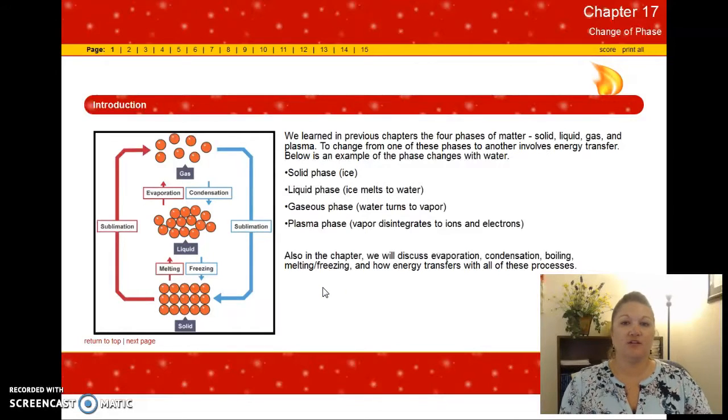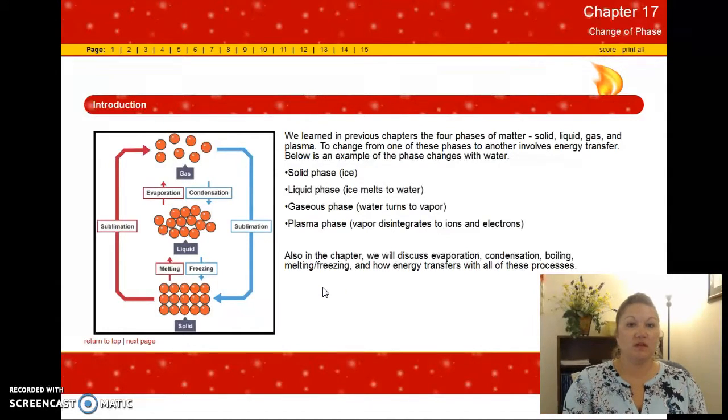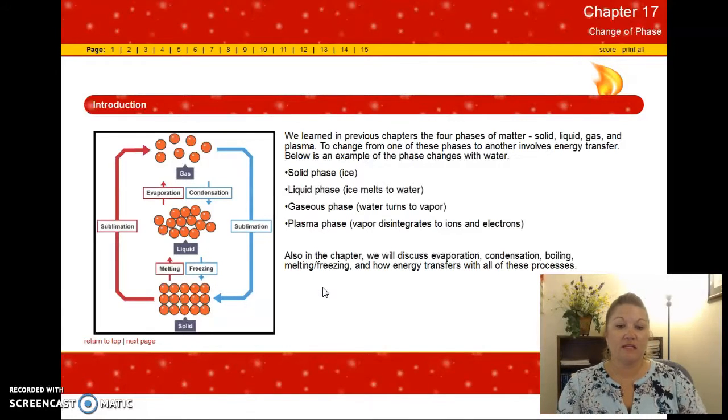We're going to learn how they change phase, meaning change from one form to another, from solid to liquid, liquid to gas, and vice versa. That means we have to talk about evaporation, condensation, boiling, melting, freezing, all these processes and what is actually going on in there energy-wise. There's a little flow chart right here to help you get the idea.